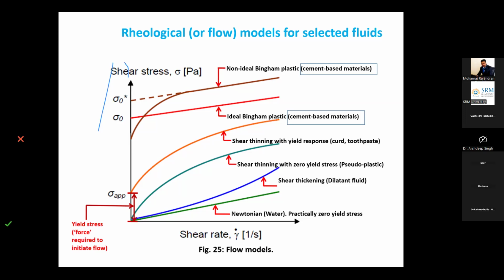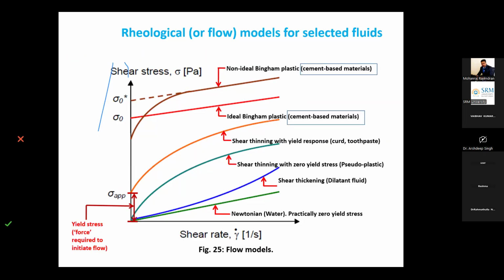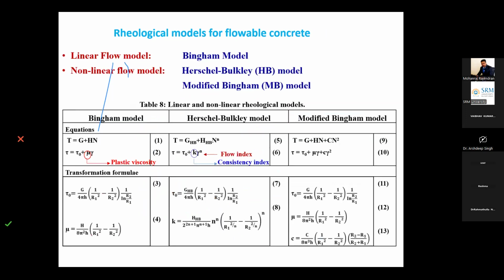Then we have different models, like the linear flow model and non-linear flow models. Here in this slide, the ideal Bingham plastic, shown in red, is linear behavior, while the others, in blue, are non-linear behavior. In order to interpret the data obtained from different types of rheometers, rheological models are there in the literature, like the Bingham model, the Herschel-Bulkley model, or the modified Bingham model.